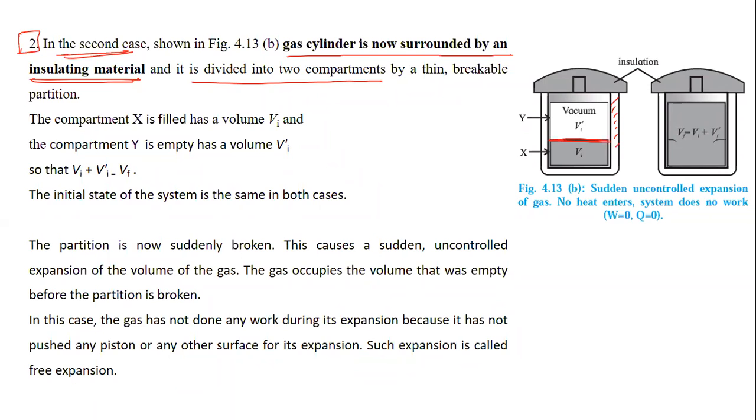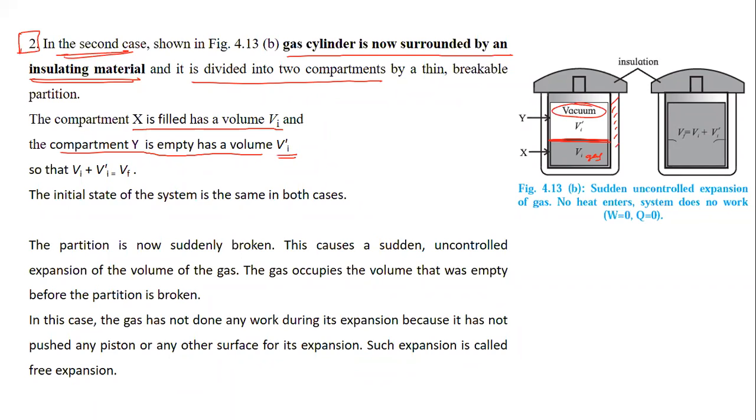So you can see here the difference. In one compartment you can see gas, and in another compartment is vacuum. The compartment X is filled with gas of volume Vi. The compartment Y is empty and its volume is Vi. Means we divided the cylinder into two equal parts by a thin breakable partition.